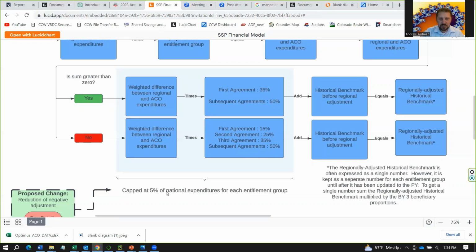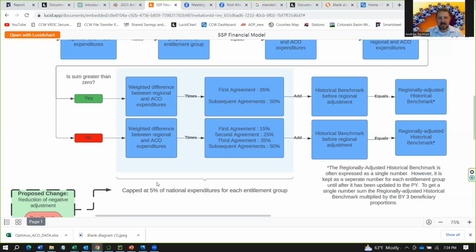Now, down here, this is important. All of this is capped, both positive and negative, at 5%. And so 5% of the national PMPY. So you can never get a bigger bump than 5%, and you can never take a bigger hit than that 5%.